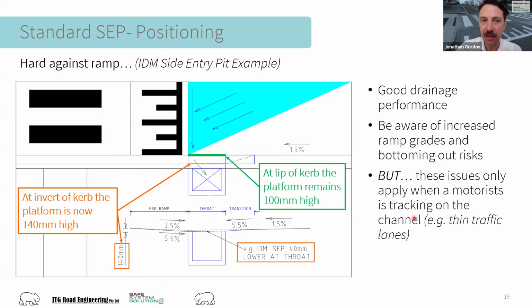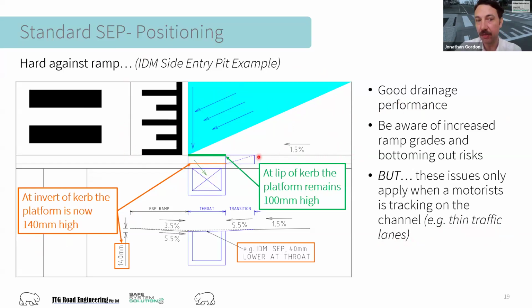So I'd say I'm only concerned about this situation where we've got very thin traffic lanes at a raised safety platform. If you're down to your 3.1s and you're sharing cycling and vehicles through this area, then perhaps you're increasing the likelihood of someone driving along the channel portion of curb, and you may have increased ramp height effects. Probably not the full 140, because it's very hard to be hard against the curb with your tyre scraping along the edge. But you may be having increased effects of the platform height.